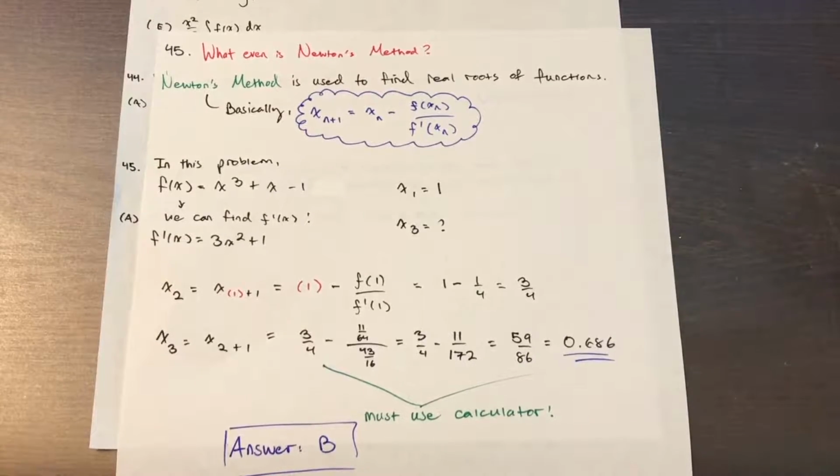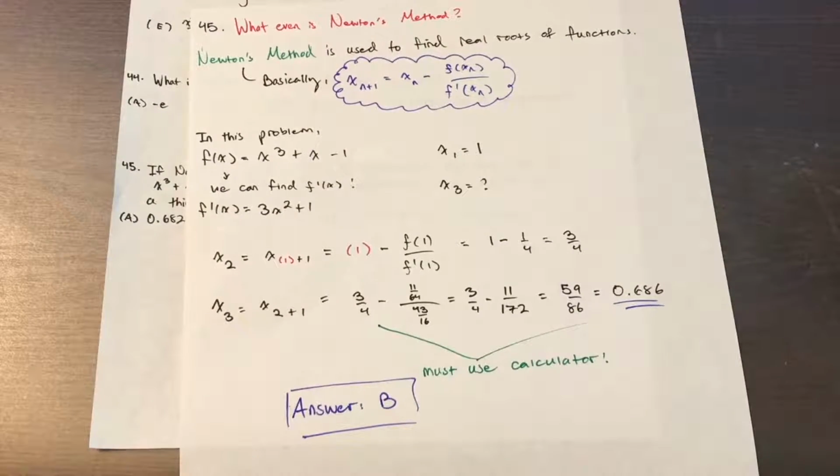Basically, there's a formula that summarizes this. x of n plus 1 equals x of n minus f of x of n divided by f prime of x of n. And in the question, we know that f of x equals x cubed plus x minus 1. So using calculus, we can differentiate it to find that f prime of x equals 3x squared plus 1. The question also states that x of 1 equals 1, and we are told to find x of 3. So to do this, we'll first need to find x of 2.